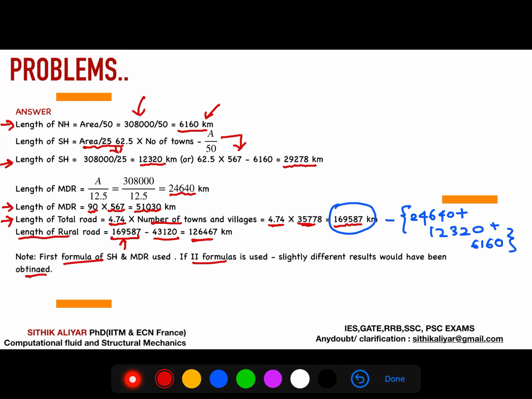So I hope I made it clear how to use these formulas. If you have any doubt, please ask me. But this is a standard procedure. Step 1, find the national highway. Step 2, find the state highway based on two formulas. Step 3, find the major district road length based on two formulas. Step 4, find the total length of the road, which is equal to 4.74 into number of towns and villages. Subtracting the national highway, state highway and MDR values, you will get the remaining length of the rural roads.